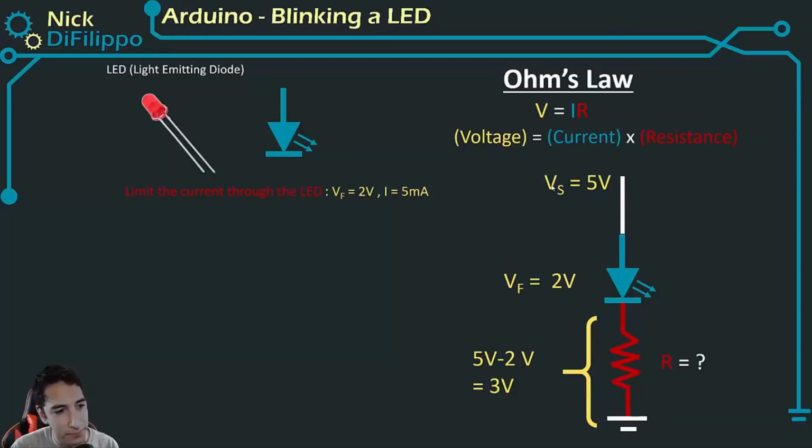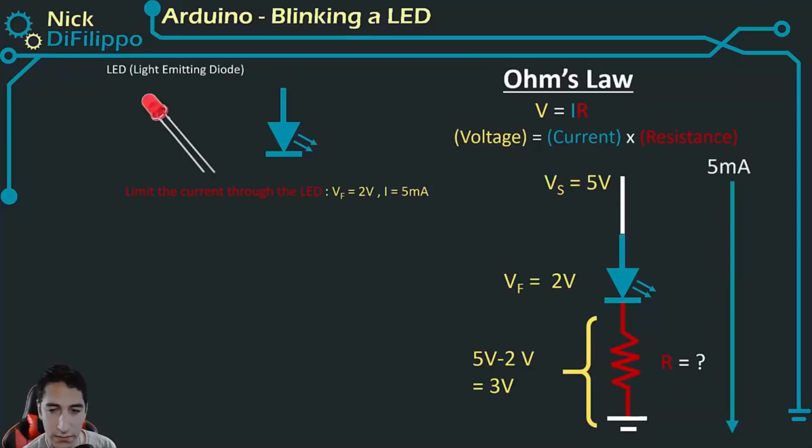So I can rearrange that equation. I can say Vs minus Vf is going to give me my voltage over the resistor. And I know that this resistor is going to be equal to 3 volts. I can check that. 3 volts plus 2 volts is equal to 5 volts. So that's good. It's my 5 volts.